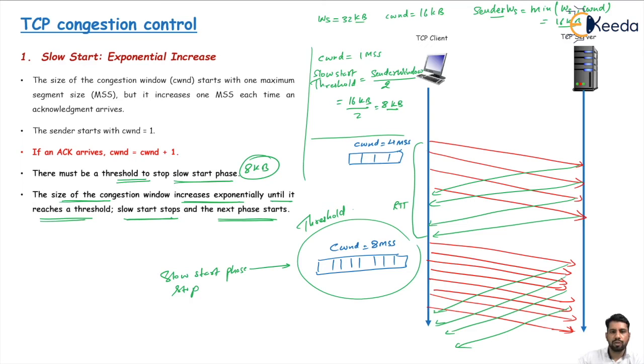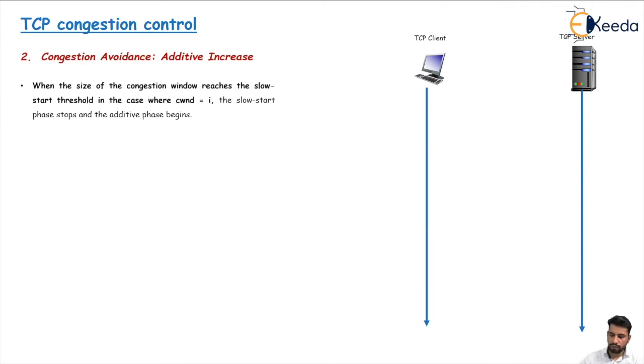The next phase is called the congestion avoidance phase. Let's see the next phase, the congestion avoidance phase. The congestion avoidance phase says what happens when the size of the congestion window reaches the slow start threshold. In the last example, we had given the sender window size as 16 KB, and the slow start threshold was equal to 8 KB. First of all, I will give you the general idea of how this will increment. After that, we will solve this with the help of this particular example.